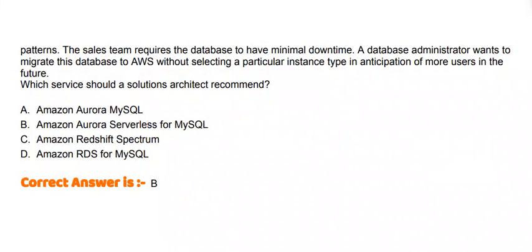Option A: Amazon Aurora MySQL. Option B: Amazon Aurora Serverless for MySQL. Option C: Amazon Redshift Spectrum. And option D: Amazon RDS for MySQL. And the correct answer is option B.